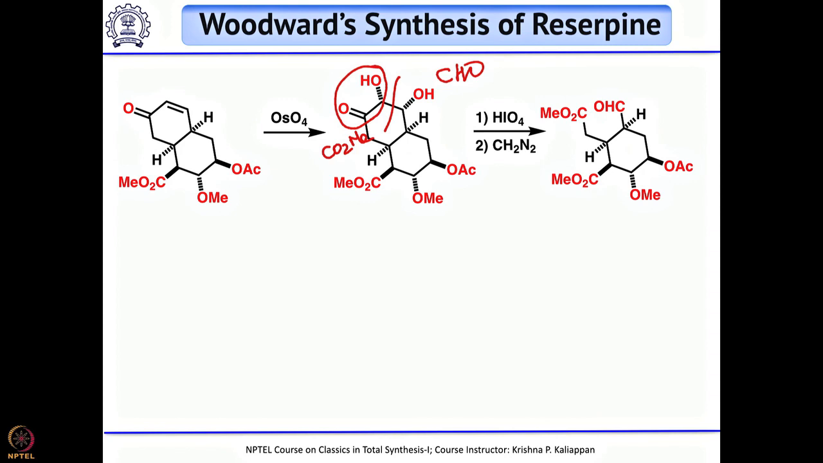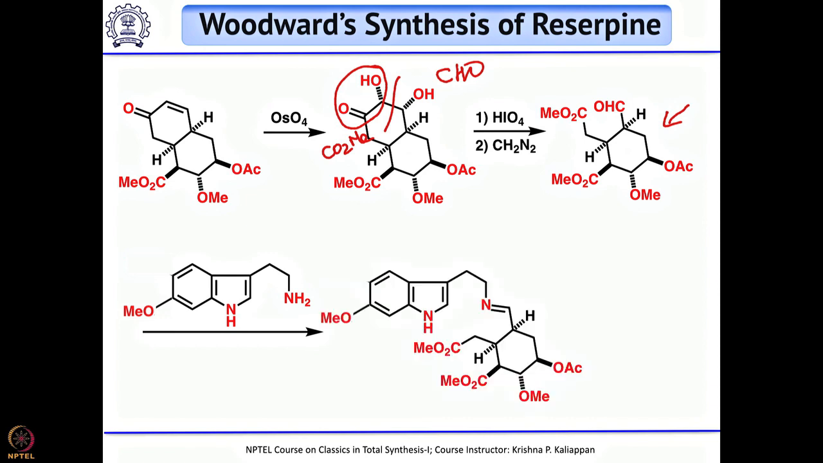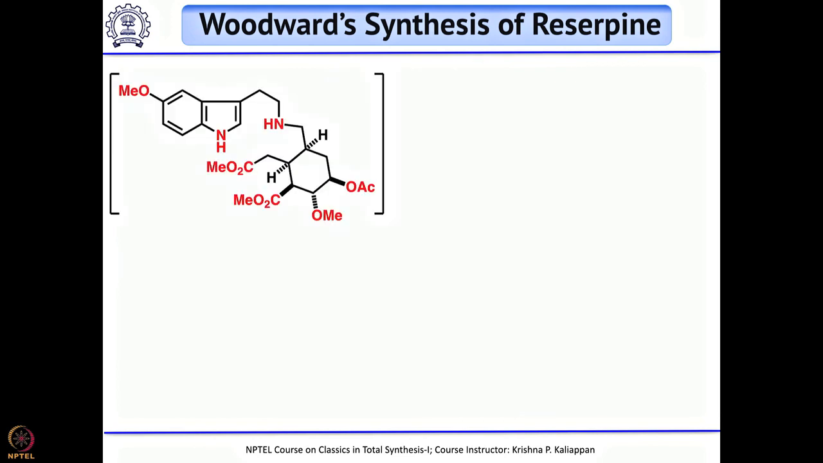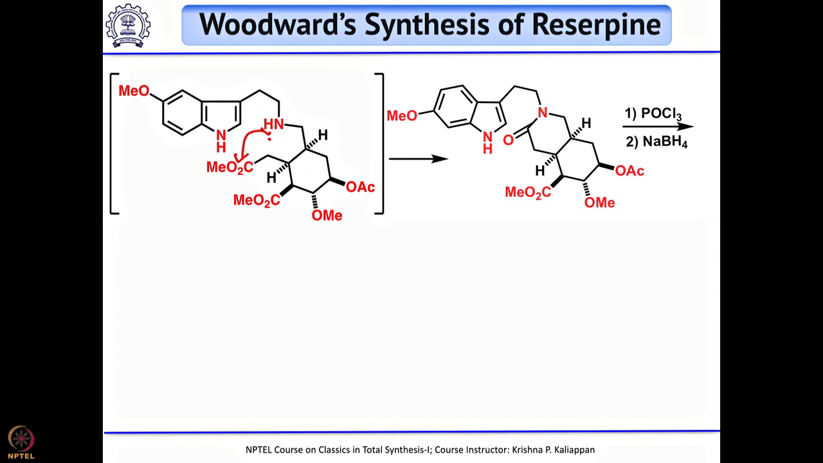If you look at the synthesis Woodward has planned, he planned using this. He wanted to treat that aldehyde with methoxytryptophan and then reduce it with sodium borohydride to get the lactam. So you took this and treated with the corresponding amine, it formed the imine. Then reduction with sodium borohydride in methanol reduced the imine, and that also spontaneously cyclized with the ester to form the cyclic lactam.